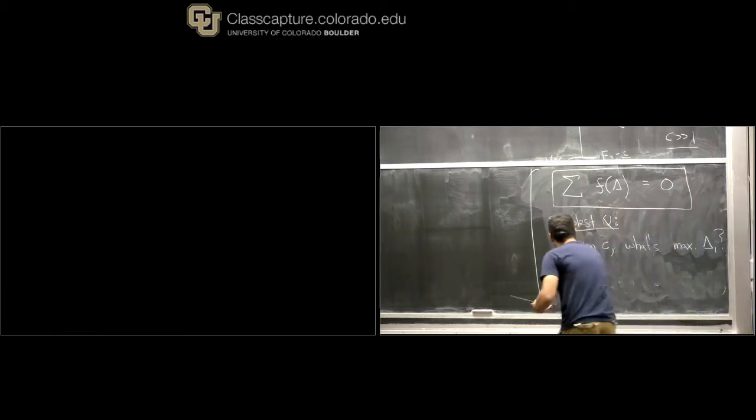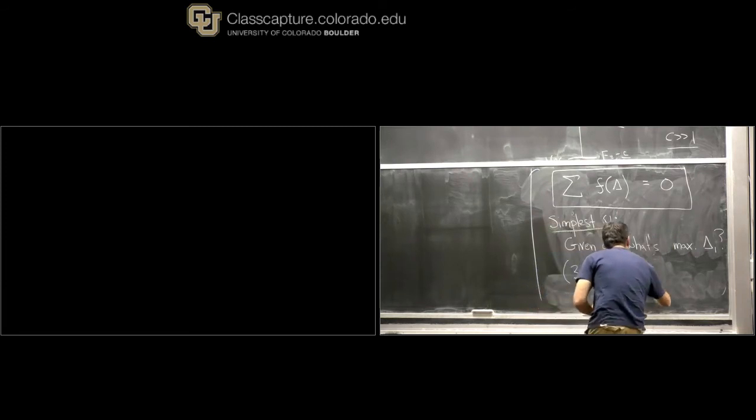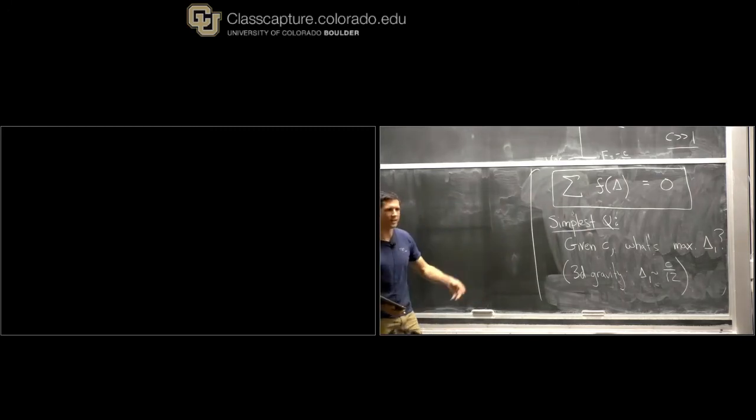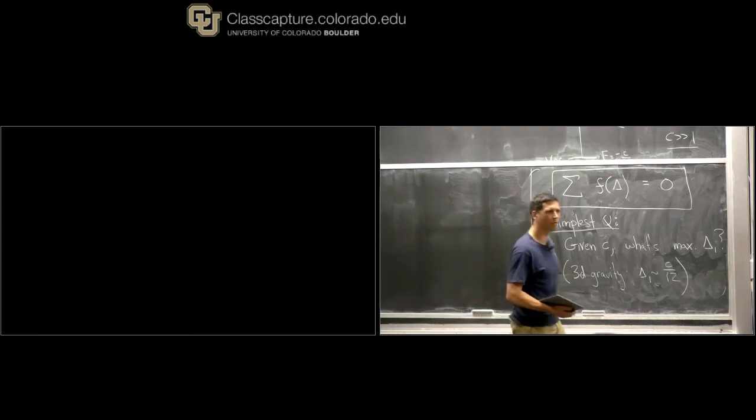So in 3D gravity, delta 1 is around C over 12. Is that the answer, or can we push it up even higher than the black hole threshold? Are we forced to include states below the black hole threshold? That is the question.